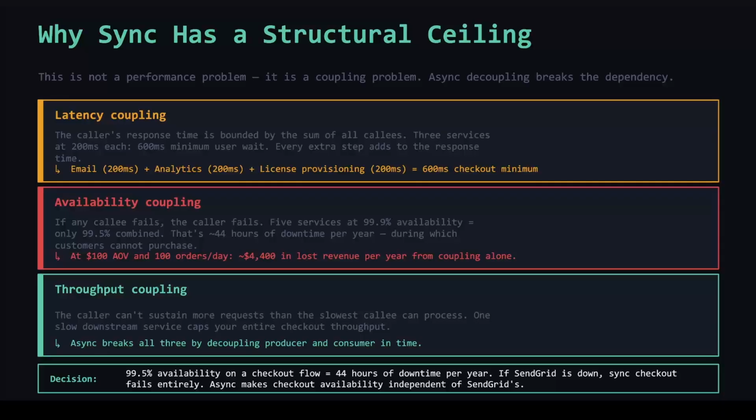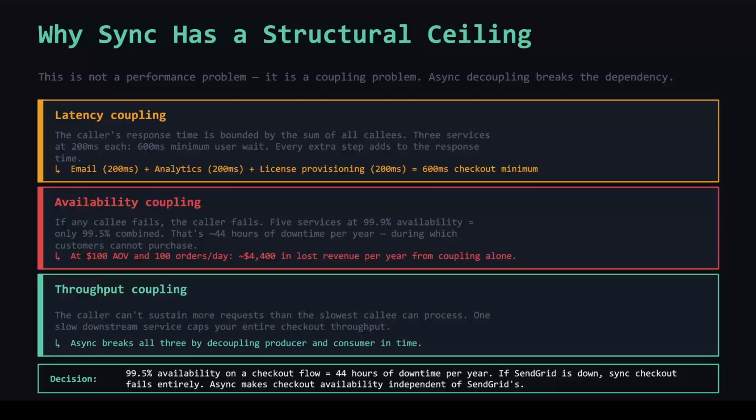Latency coupling. The caller's response time is bounded by the sum of all callees. 3 services at 200 milliseconds each, 600 milliseconds minimum user wait. Availability coupling. If any callee fails, the caller fails. 5 services at 99.9% availability gives you only 99.5% combined. Roughly 44 hours of downtime per year during which customers cannot purchase.